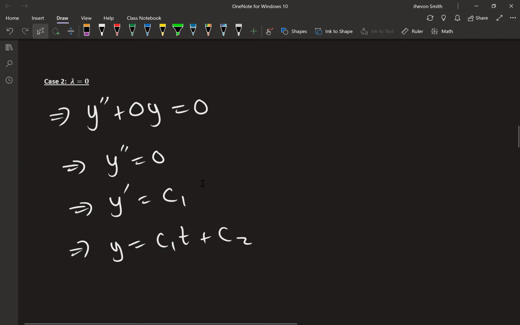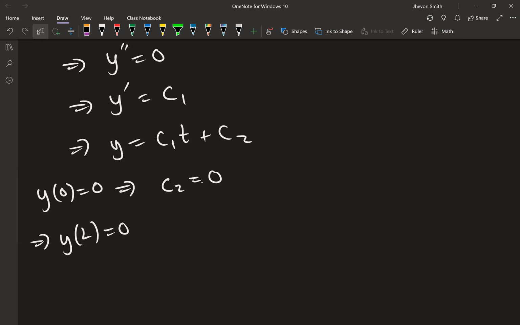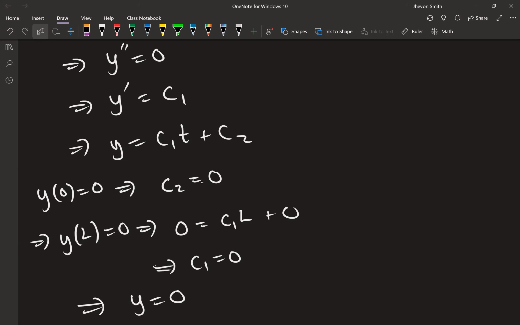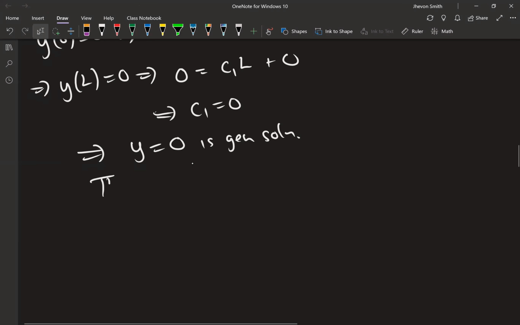Now you know that y of 0 equals 0. This means that your C2 equals 0, and then you get y of L equals 0. This would mean that 0 is equal to C1L plus 0. And your L is not 0, so this gives you that C1 equals 0. So again, we get y is 0 is the general solution. But again, this is the trivial solution. We don't care.